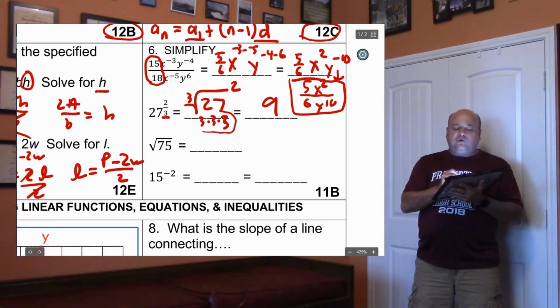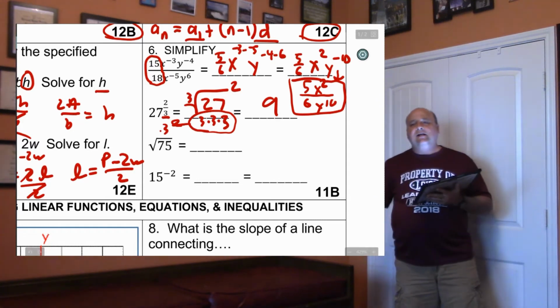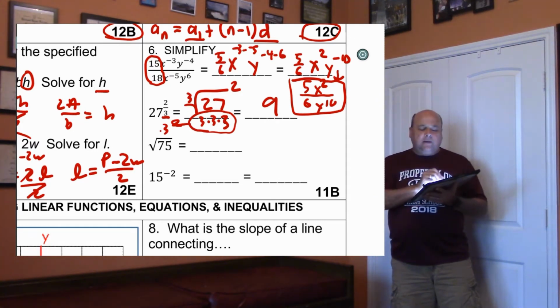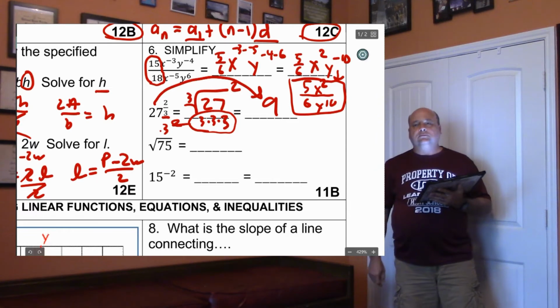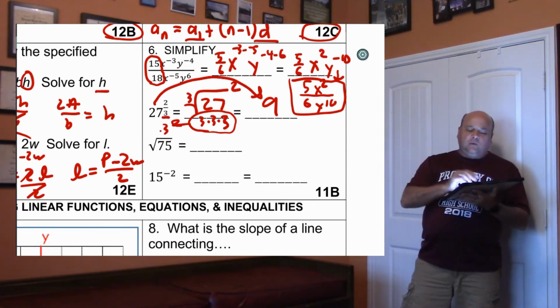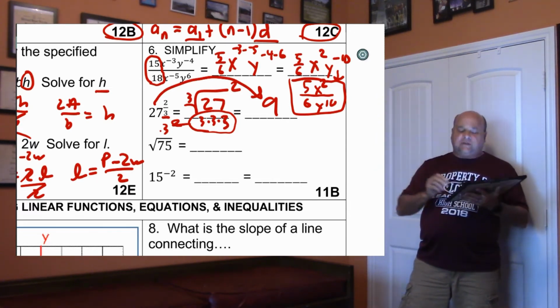I want the cubed root, so I'm going to take a 3 out. And 3 to the 2nd is 9. That's how you get 9. All you've got to be able to do is go from here to here, though. Okay, that's it. The next one, 75, you need the prime factors of 75.